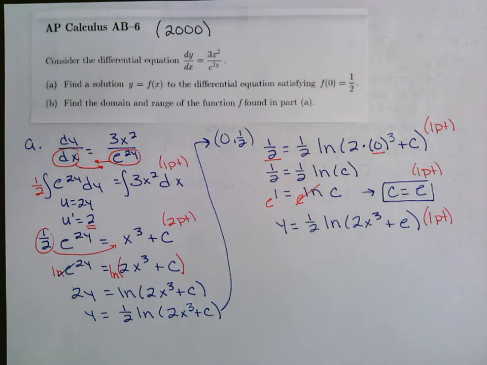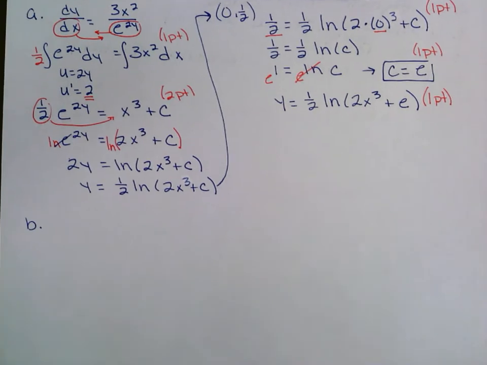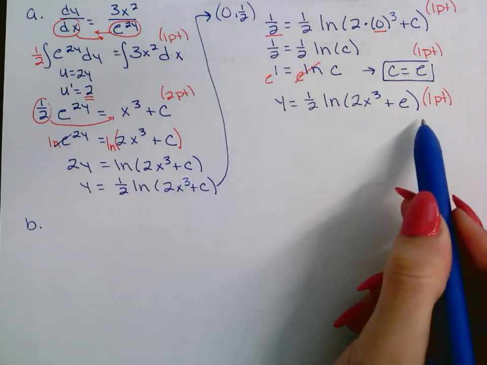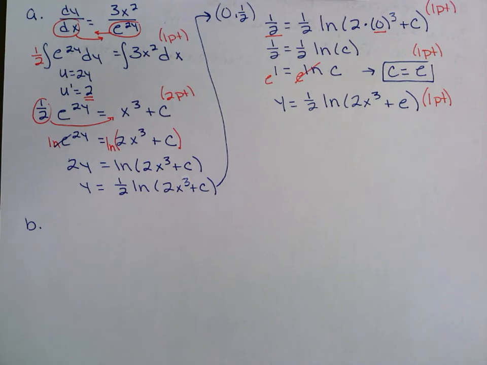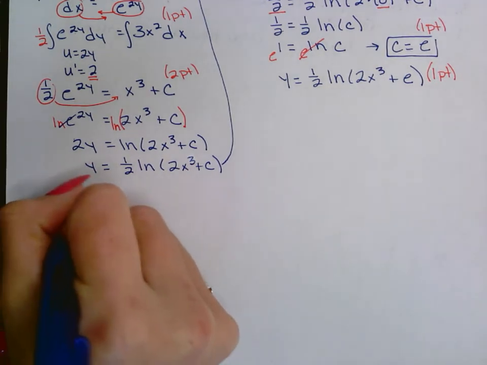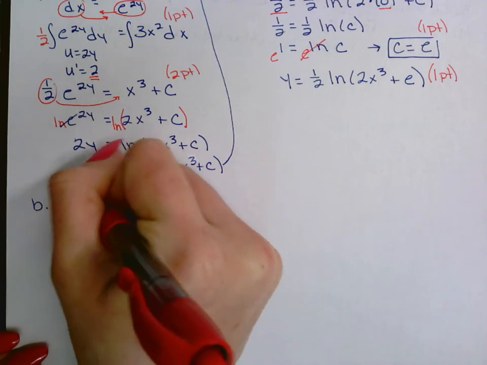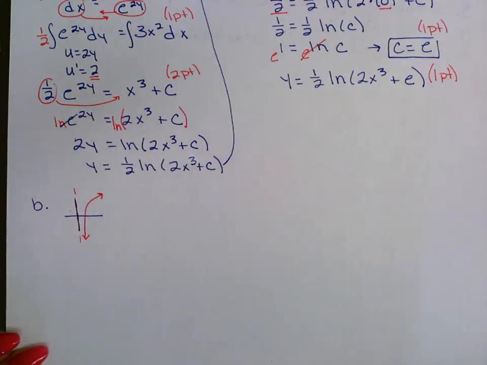Okay? So now, B says find the domain and range of the function f found in part A. It's funny, this question almost has nothing to do with calculus. Okay? Here is the function that I found. What is the graph of ln? So the graph of ln has an asymptote at 0 and then shoots off on the right side for the positive numbers.